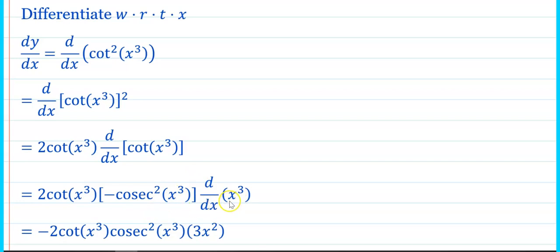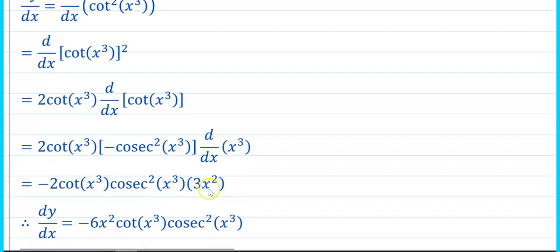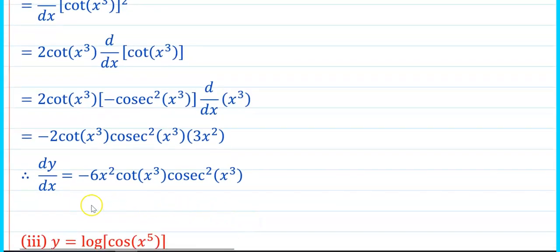Okay, and normal multiplication. Here, what is the derivative of x cube? It is 3x square. And 3 into 2, it is minus 6, and this is x square. Minus 6x square cot of x cube into cosec square x cube. And this is dy by dx.